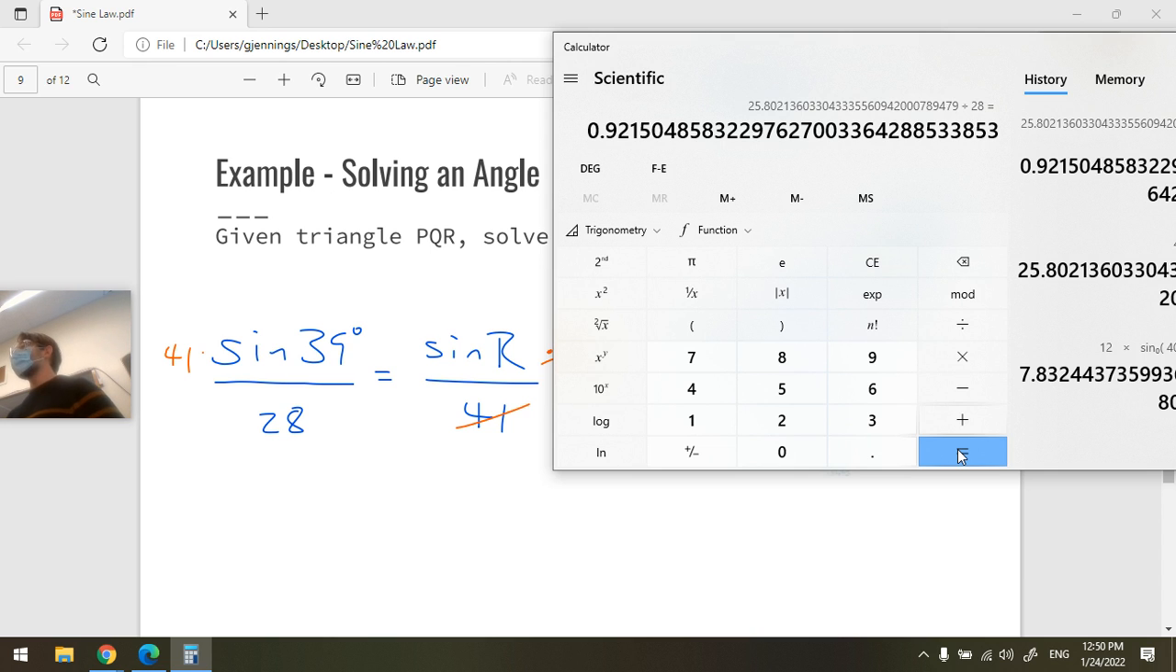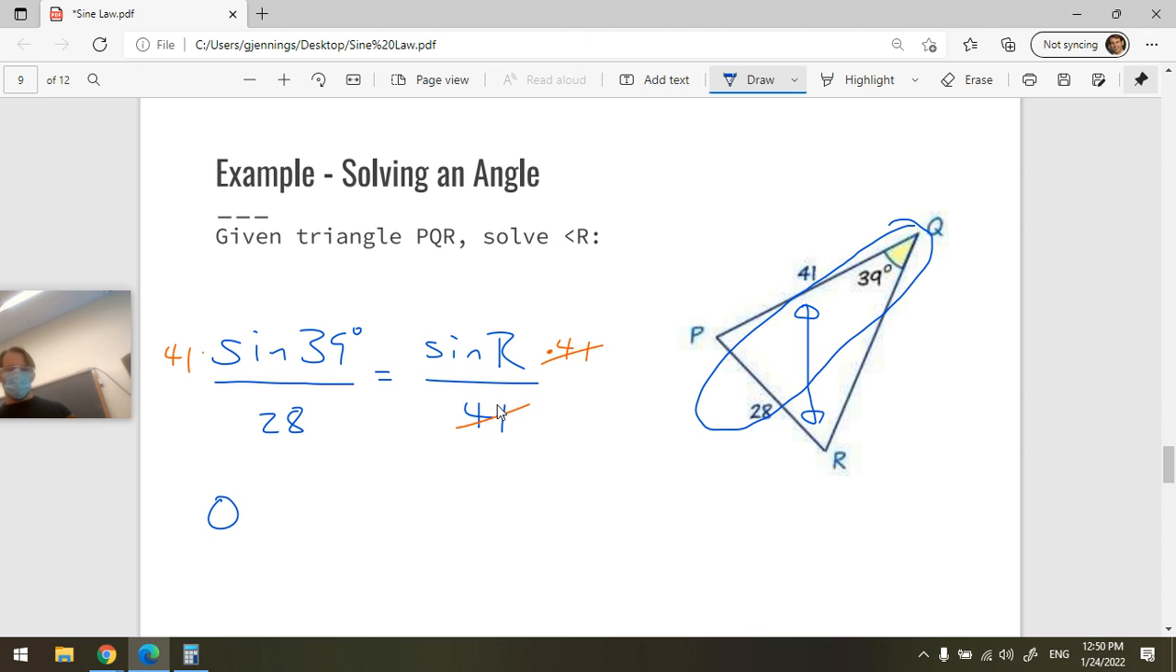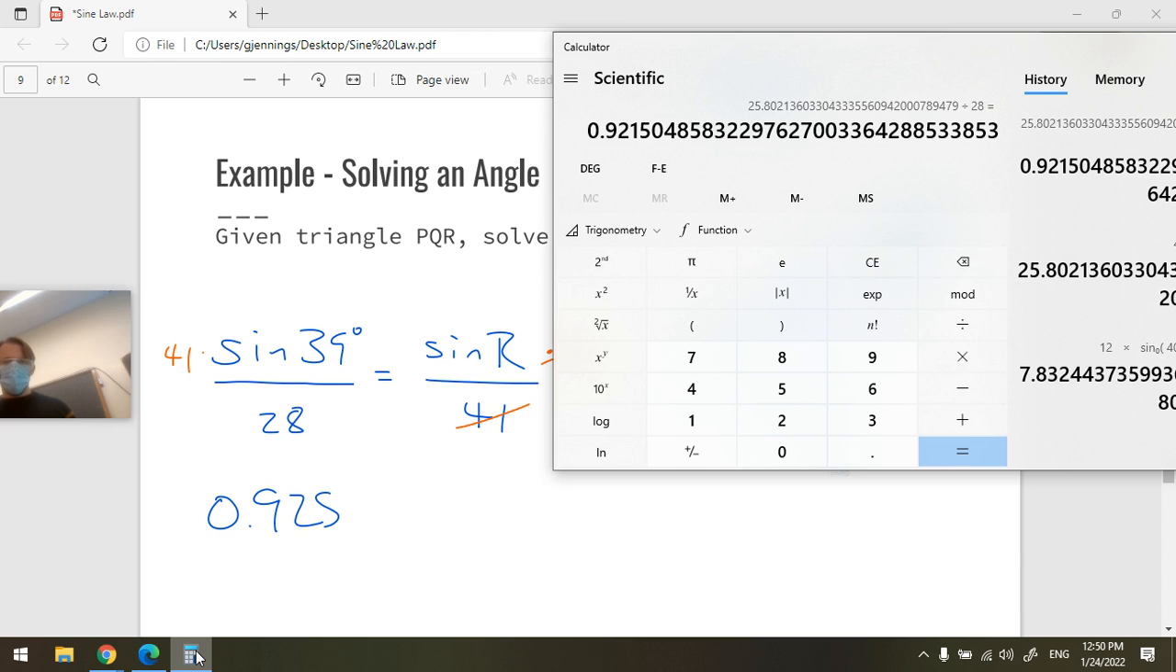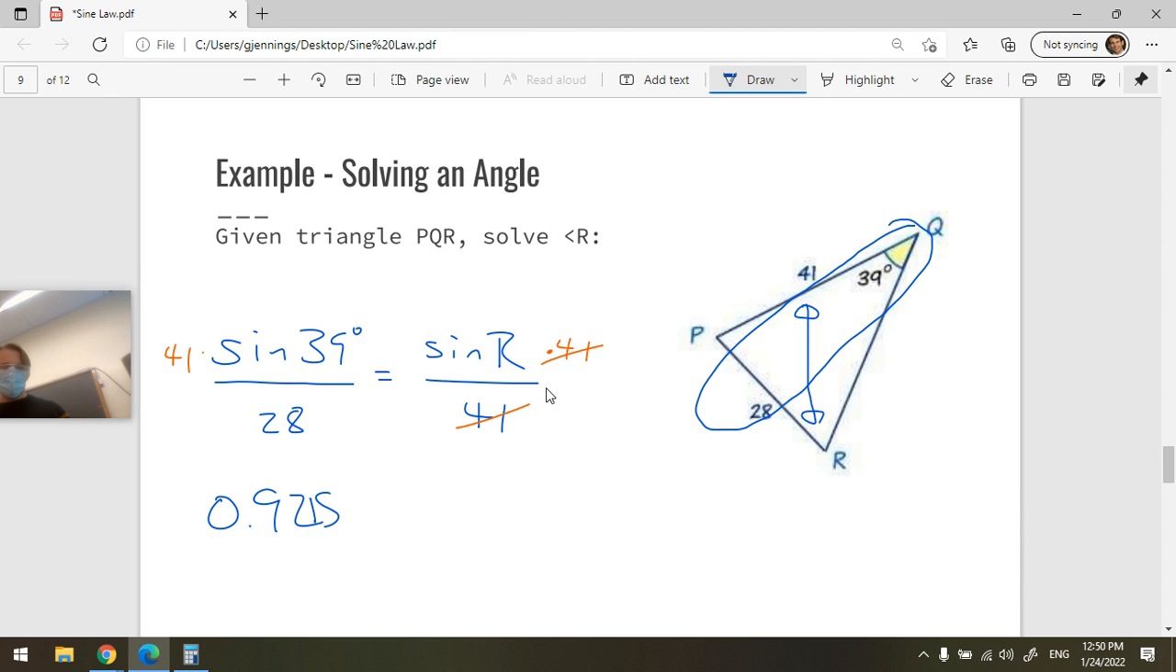In that case, it's not possible to make a triangle that matches your diagram, because it's not possible to have a value of sine that's bigger than 1. It is possible to have a sine value that's 1, but not bigger than 1. So here we go. This is the value of sine r. It's 0.9215. That's equal to sine r.